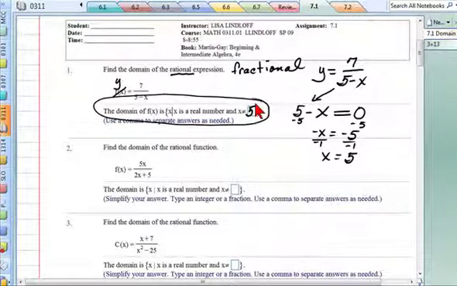Your process is going to be to find a domain. You're going to set the denominator equal to 0, solve the equation, and then that answer is what x cannot be.